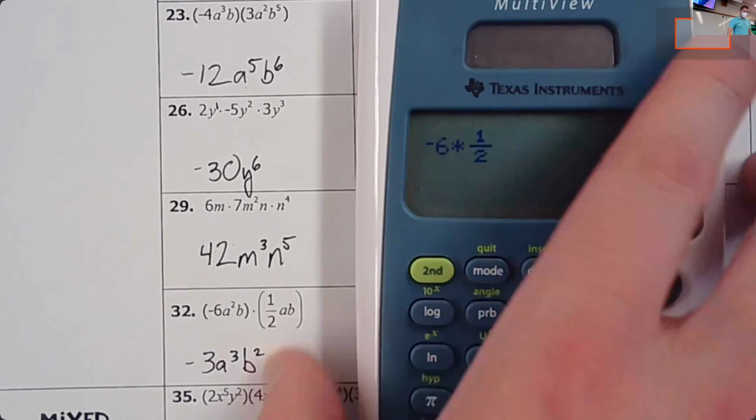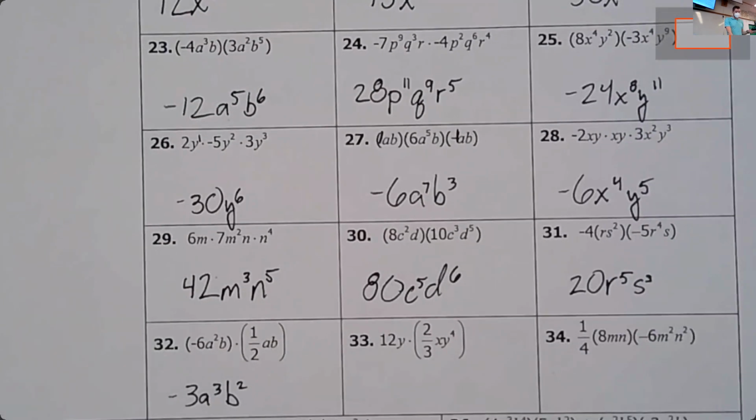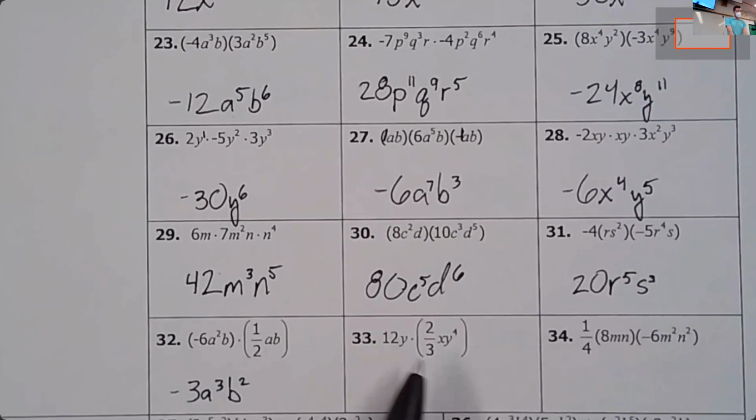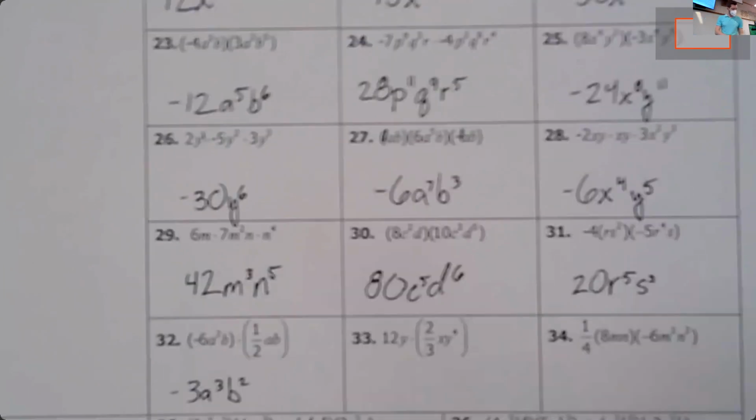So the next one, 33, 12y times 2/3 xy to the 4th. We're going to take our 12. We're going to multiply it by 2/3. What does that equal? 12 times 2/3. 8, yep. 12 times 2/3 is 8.